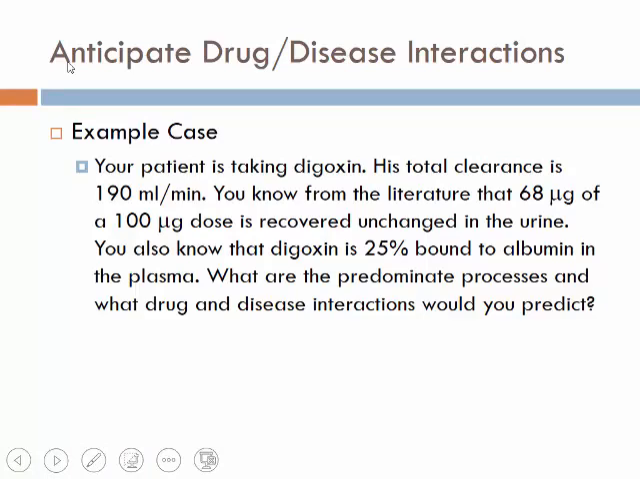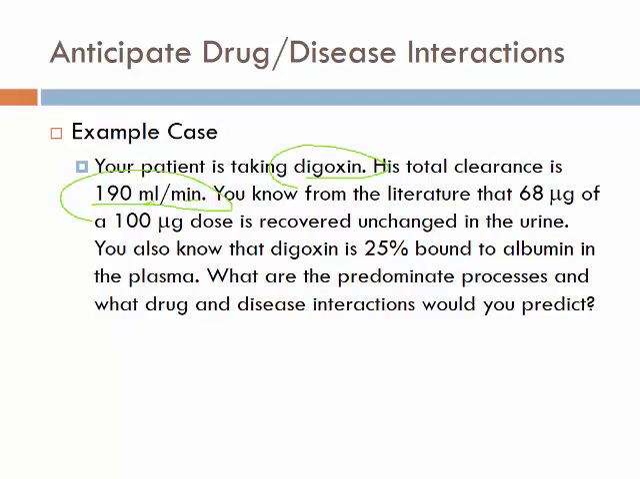So here's a potential case. Your patient is taking digoxin. Digoxin is an antiarrhythmic. It also slows the heart rate so that it can be a little more efficient in how it pumps. The total clearance of this drug in your patient is 190 mils per minute. Volume per time, just as we would expect.